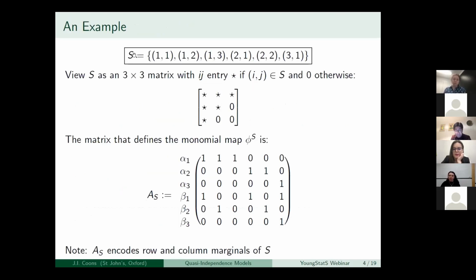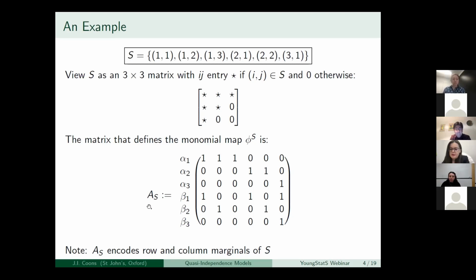Okay, so let's look at a quick example. If this is my set S, and my states are 1 through 3 and 1 through 3, then I can visualize this set using a matrix with rows in 1 through m and columns in 1 through n, and the ij entry gets a star if ij is in my set and 0 otherwise. This is just a convenient way to look at these sets.